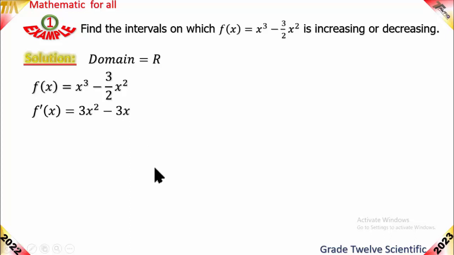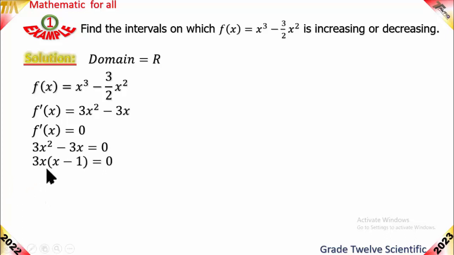And now make the derivative equal to 0, then 3x squared minus 3x is equal to 0. By taking 3x as a common factor, 3x remains times x minus 1. When 3x is equal to 0, then x is equal to 0. When x minus 1 is equal to 0, then x is equal to 1. Because both of them are in the domain of the function, therefore they are critical values.